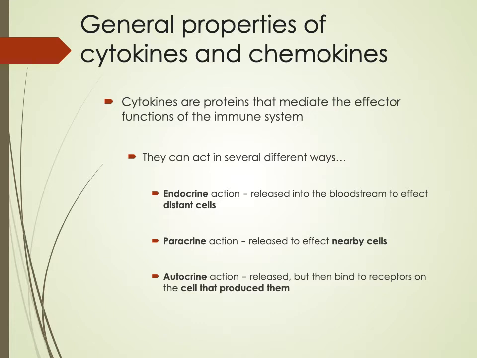And then we can have autocrine action, and this is where a cell would actually release a cytokine, and it's going to bind it on its own receptors and then cause signal transduction. So in my example with IL-2 and T cells, IL-2 can be produced by the T cell, and then the T cell will actually bind that, and it causes a feedback loop that causes the cell to become activated.